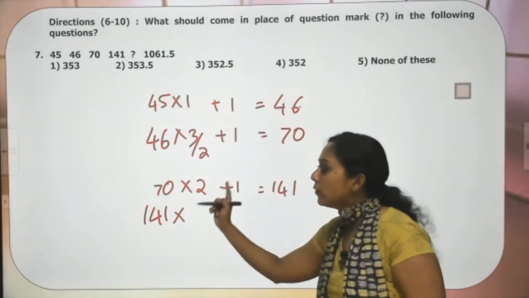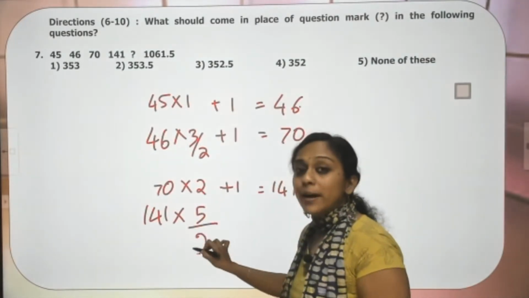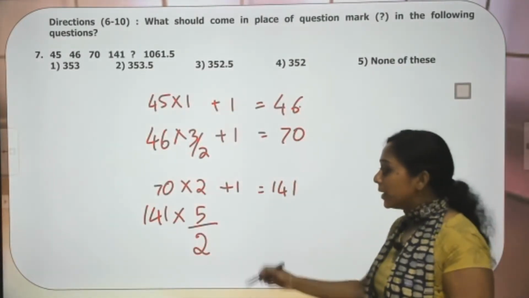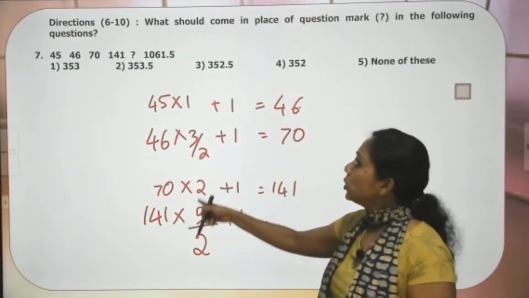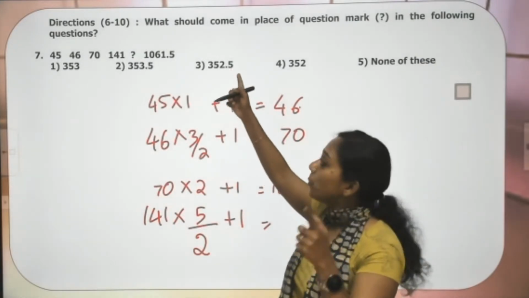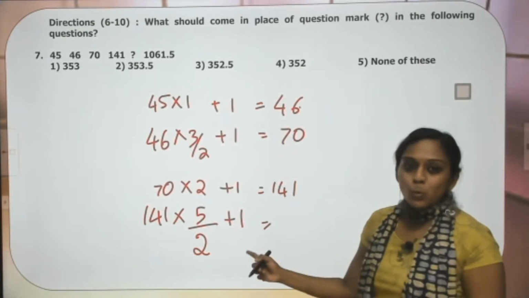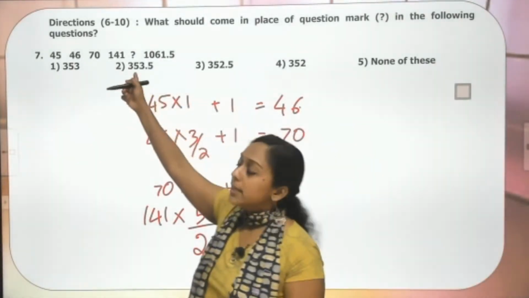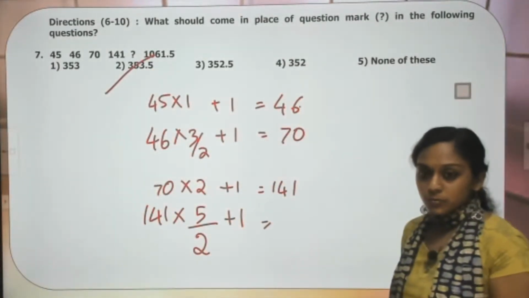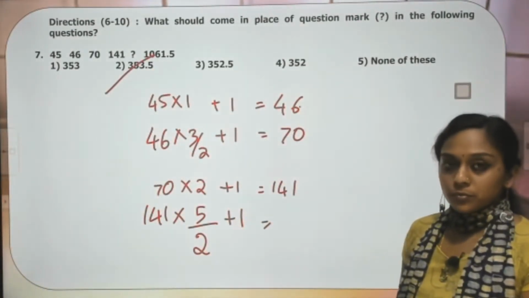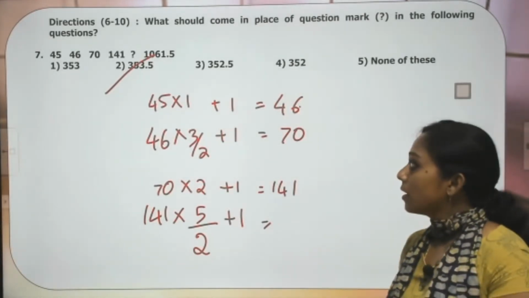1.5, 2. So next should be 2.5. So 2.5 means that is 5 by 2. Okay, 2.5 is 5 by 2 plus 1. So on solving this value 141 into 5 by 2, you will get the value as 352.5. That's why some of you answered it as option 3, but you forgot to add this 1. When you are adding that 1, you will get the answer as 353.5. That is option 2. Okay, Adra Raj, yes, right answer.